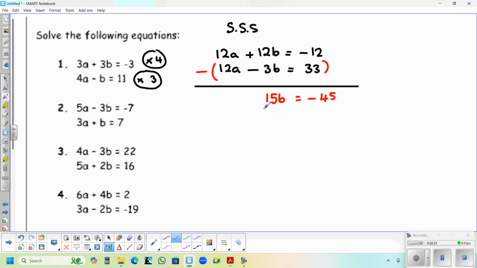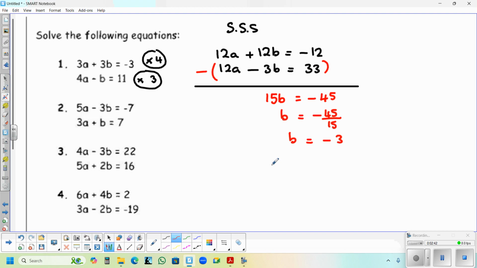So now I've got an equation with just one letter in it. I can solve that easily. 15b means 15 times b. To undo that, I divide both sides by 15. So b is equal to minus 45 divided by 15. 15 into 45 goes 3 times, so b is equal to negative 3.